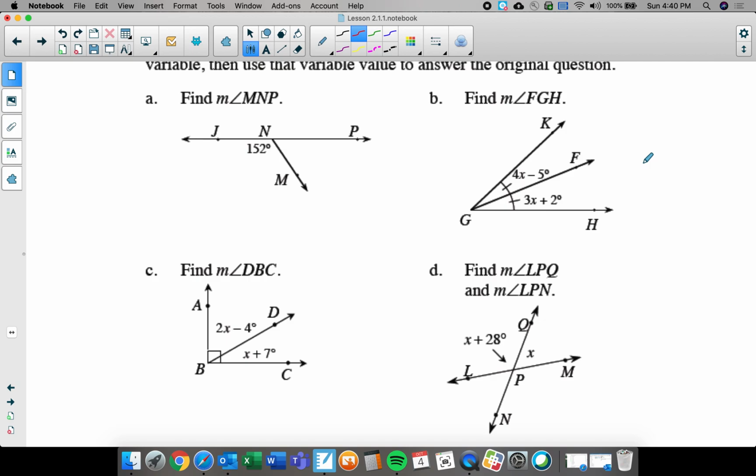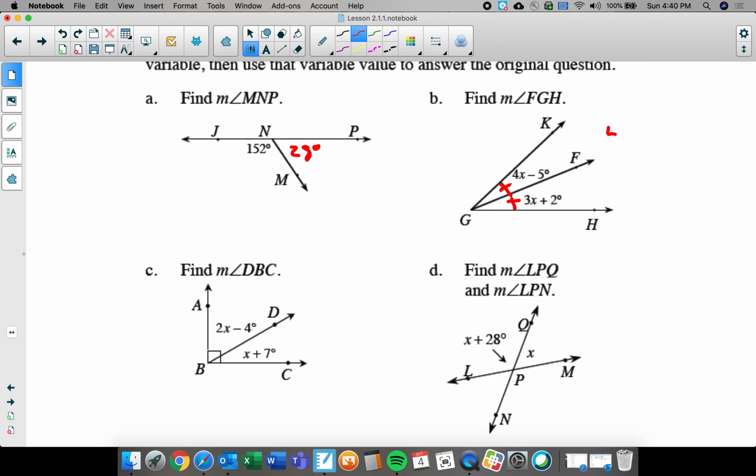All right, welcome back. So if we take a look in problem A, we have 152 degrees. These two angles are supplementary angles, so that means they should add up to 180, which means if you take 180 minus 152, that leaves you with 28 degrees for that angle measure. Okay. In problem B here, they ask you to find the measure of angle FGH. One thing you need to notice, and we haven't talked a lot about this in class yet, is those two markings. Those two markings mean that those angles are equal to each other. They have the same measure. And therefore, if they have the same measure, I can write an equation.